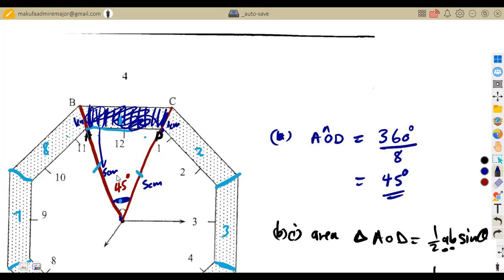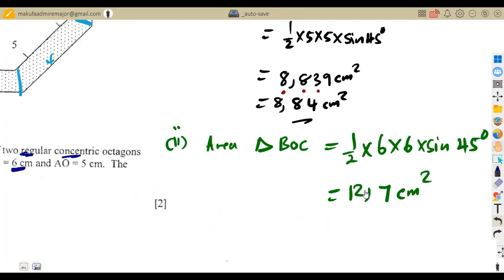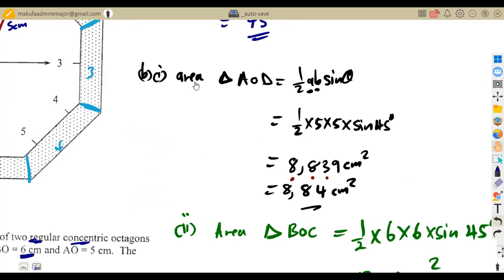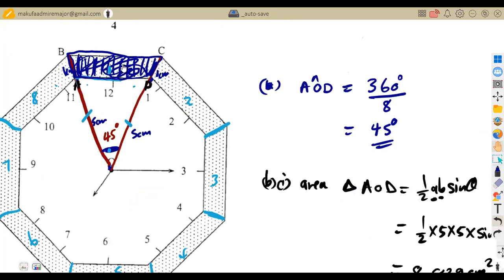So if we remove this triangle AOD, what are we going to remain with? We are going to remain with this part that is decorated. So if we subtract the area of triangle AOD from the area of triangle BOC that we calculated, we are finding this first decorated part. But there are 8 of them of the same area, so we are going to multiply 8 times the area of one decorated section.